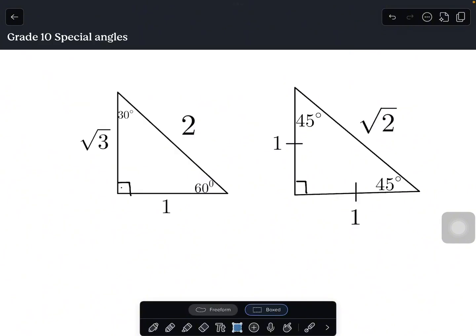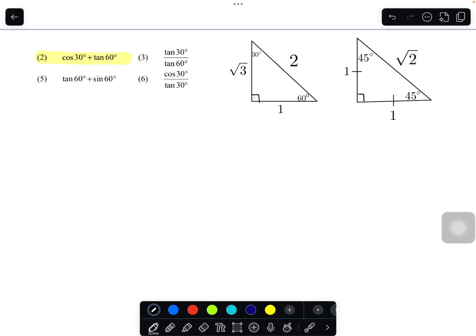We're now going to move on to doing some of these sums. We're now going to use these diagrams and do some of these questions. So let's start off with number 2. It says the cos of 30 plus the tan of 60.